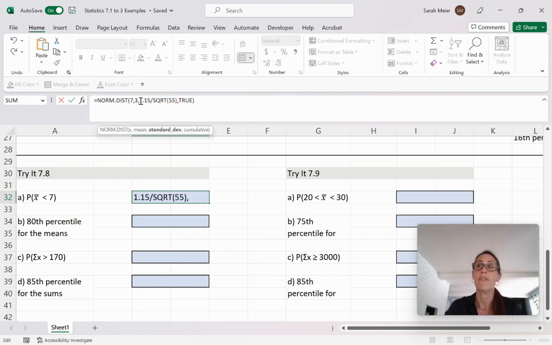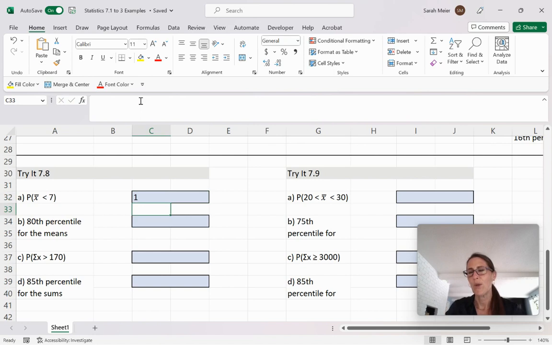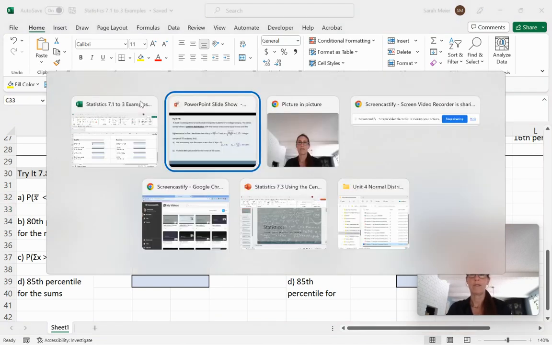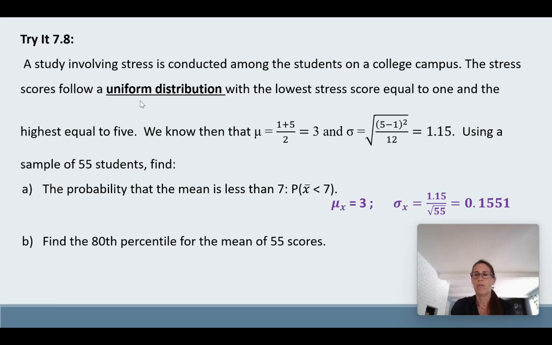All right, so now I have the right standard deviation, 1.15 divided by the square root of 55. So see, it was close to 1 before. It is exactly 1 now. Those scores, like I was saying, are 1 through 5. So the mean is a 100% chance it's going to be less than 7. Anyway, here it is using the 0.1551 that you get if you type this in. So I'm sorry about that.